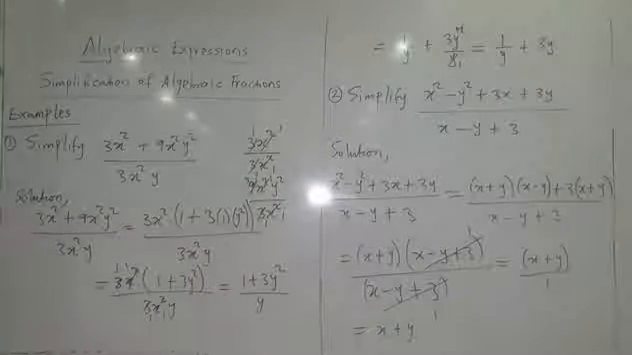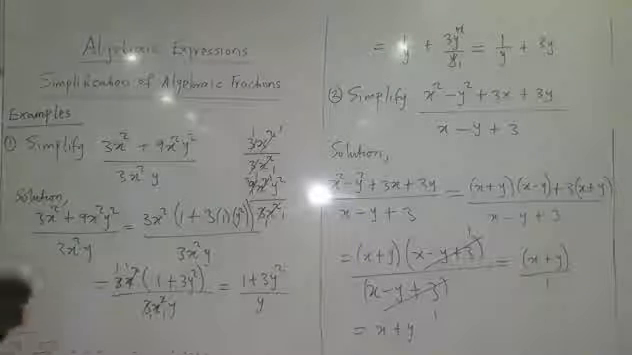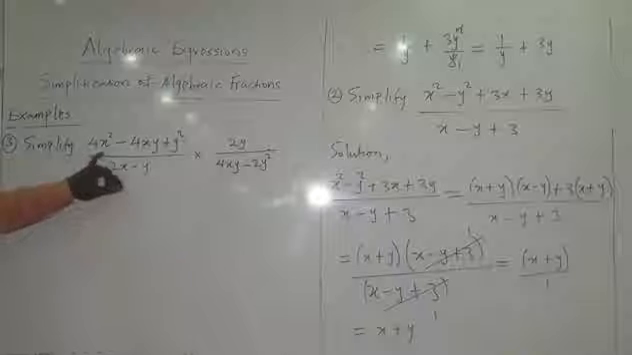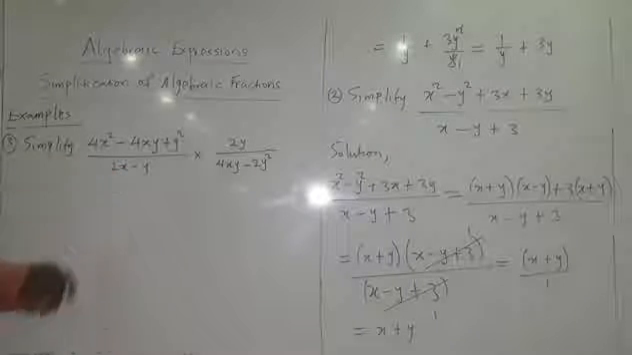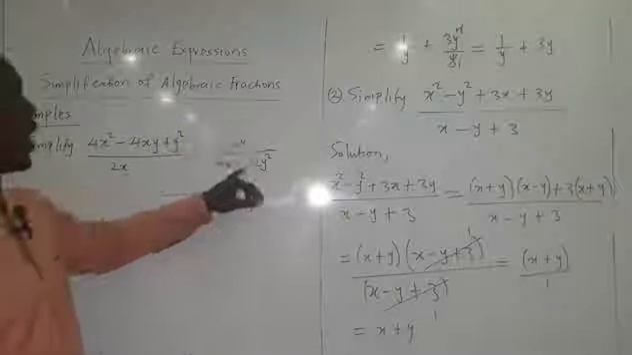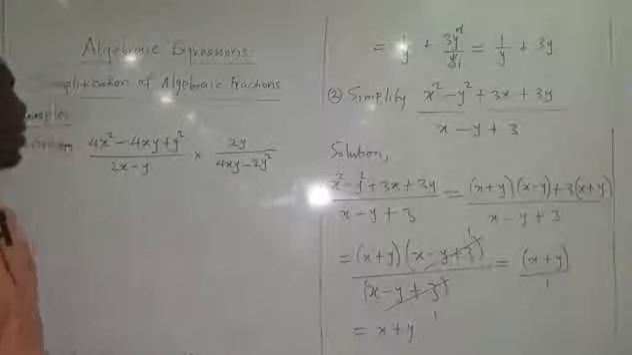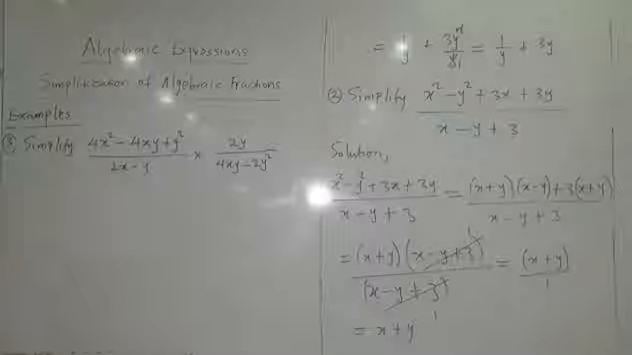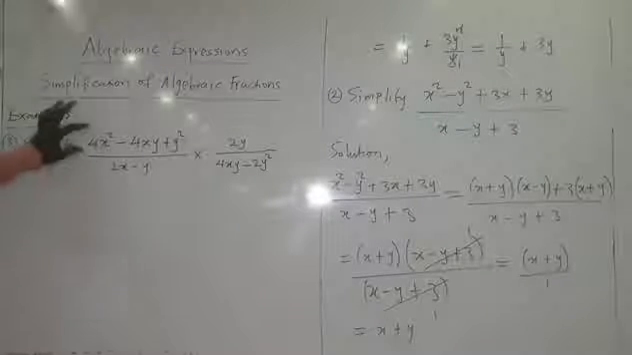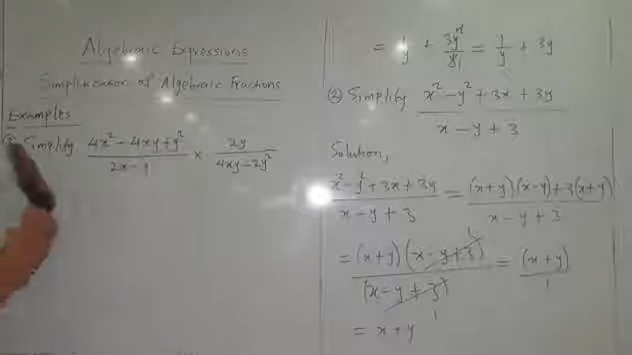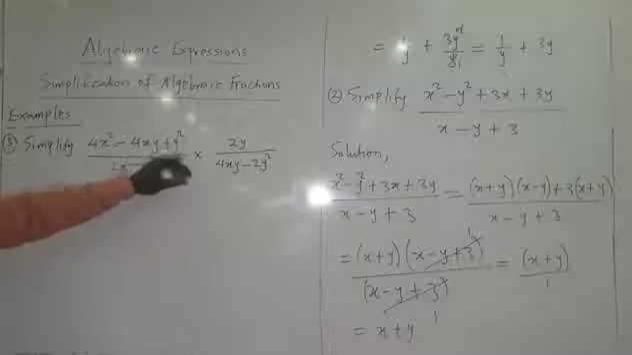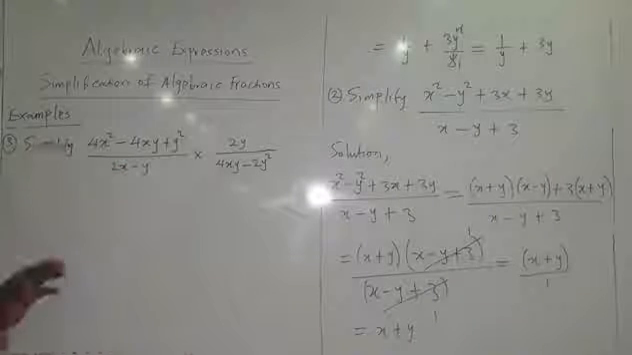So let's move to question 3 now. Question 3 says simplify 4x squared minus 4xy plus y squared all over 2x minus y, multiplied by 2y all over 4xy minus 2y squared. To simplify this type of question, if you look at the numerator of the first expression, 4x squared minus 4xy plus y squared, we are going to factorize this.